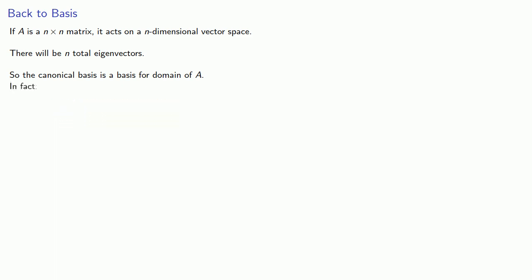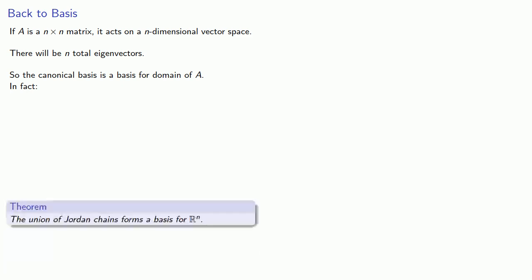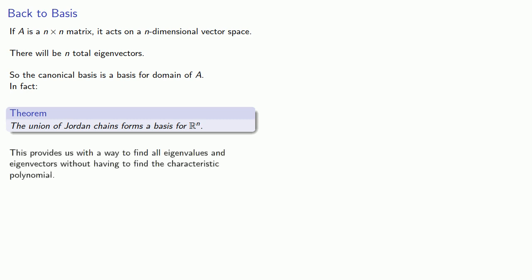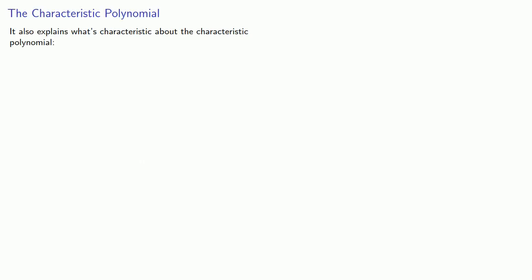And if we're talking about matrices acting on vectors in R^n, then the union of Jordan chains forms a basis for R^n. And this provides us a way to find all eigenvalues and eigenvectors without having to find the characteristic polynomial. That's the method we've been using all along. And it also explains what's characteristic about the characteristic polynomial.